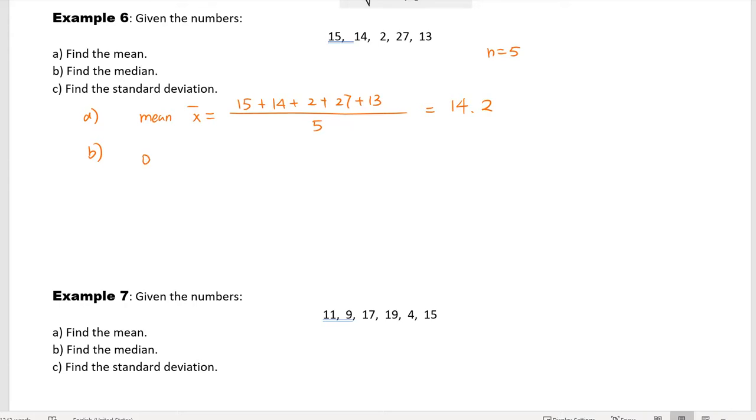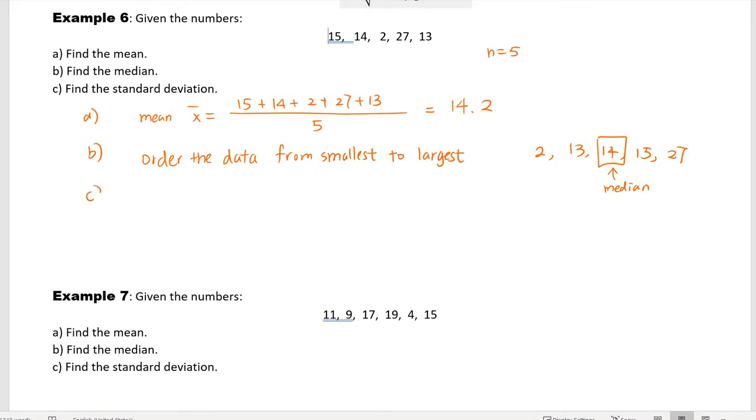Okay, part B, median. First, we need to order the data from smallest to largest. The smallest is 2, and then we have 13, 14, 15, 27. Right? And which one is the middle guy? This guy is the middle guy. So the median is 14.